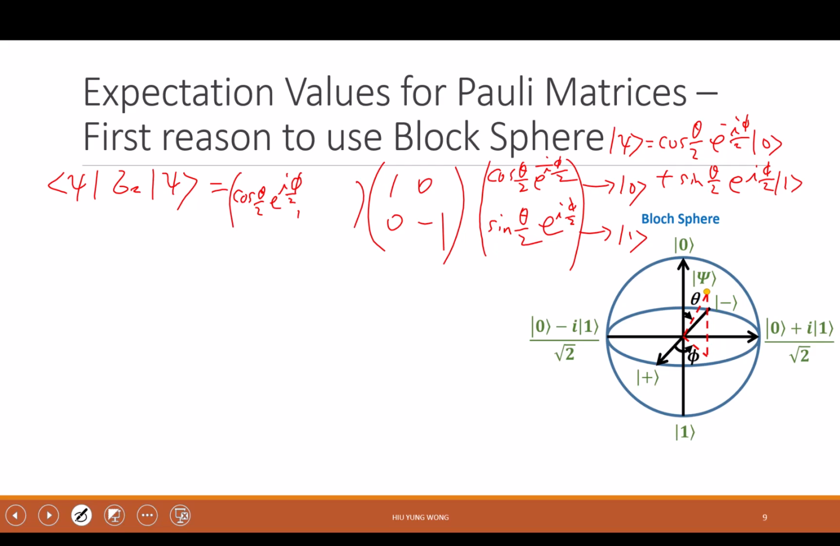Okay, let me add a comma. We usually don't do that. Sine theta over 2, and then what is that? Negative i phi over 2, right? Then let's do the math. The rest is easy. Let's do the multiplication with the matrix and the bra first, right? So I copy the whole thing. What do I get?